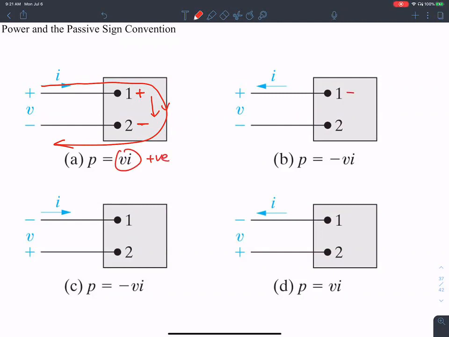Similarly, if you look at this device or this terminal, the voltage is dropping from top to bottom. And look at the current. The current is going from bottom to top. The current is in this direction, the voltage is dropping in this direction. Therefore, I have a negative sign.